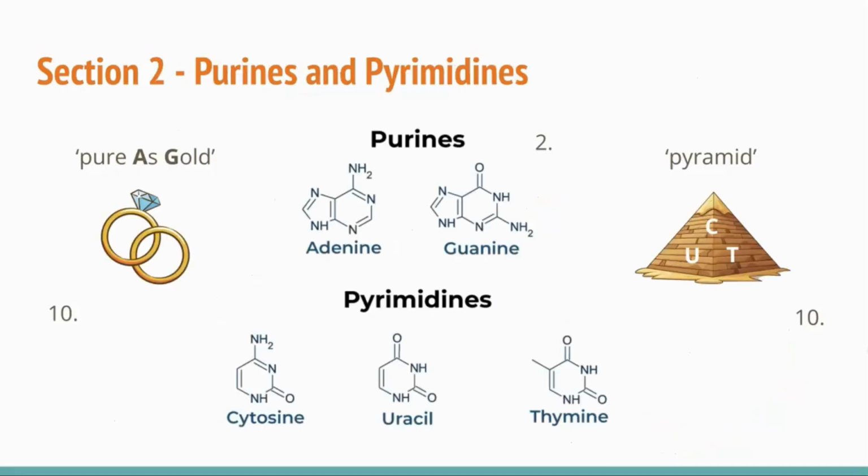In Section 2, we are going to discuss purines and pyrimidines. Both molecules have cyclic rings that contain carbon and nitrogen. They have planar stacking, and they tautomerize into their oxo and amine groups. The difference is that purines contain 2 rings, while pyrimidines contain 1 ring. The most common purines are adenine and guanine, hence the mnemonic pure as gold, thinking of 2 gold rings. And the most common pyrimidines are cytosine, thymine, and uracil, hence the graphic of a pyramid, because there are 3 common pyrimidines and 3 points on a pyramid.